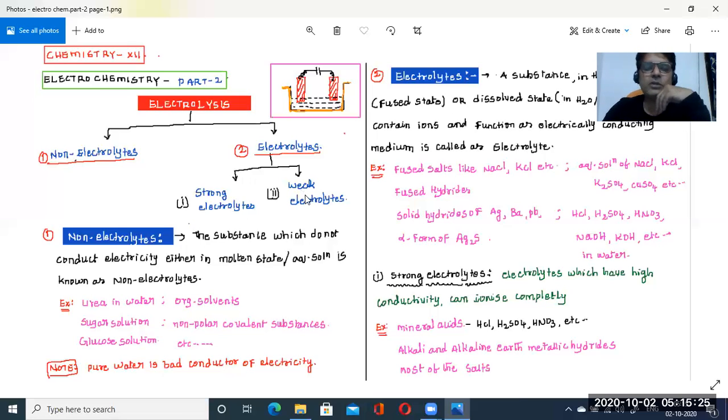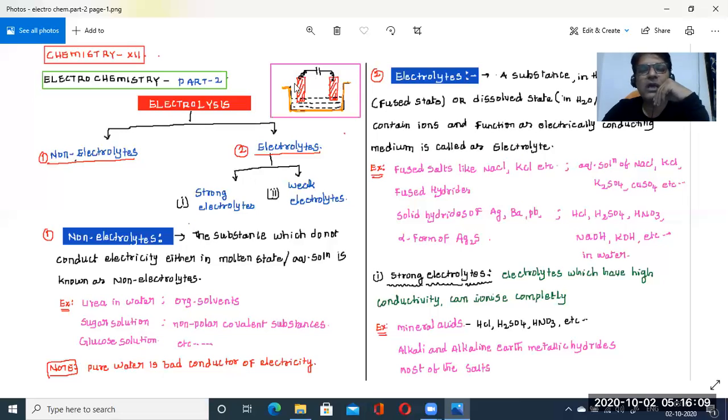Okay, so listen to me. Electrolysis first. This is the diagram of the electrolysis process, which I already explained in part 1. This is the electrolytic cell, and the dotted part is the electrolyte, and these two rods are the electrodes, which are connected with a battery. One more thing I already told you: the left hand side electrode is known as the anode, and the right hand side electrode is known as the cathode.